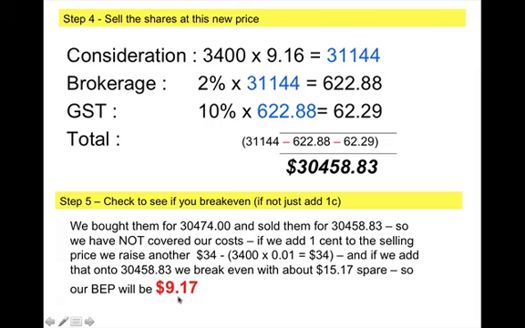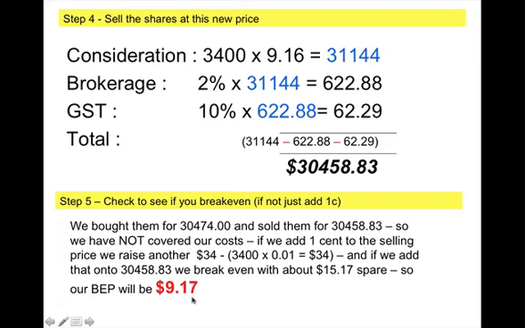So just running over that again. We haven't covered our costs because we bought them for $30,474. We sold them for $30,458. So we're about $20 out. Okay? What we need to do is add a cent. If we add 1 cent to our selling price, we'll get another $34 because we get the $34 from the 3,400 shares that we have at 1 cent each. Added onto this, it takes us over the $474 that we need to cover. So it all works out quite nicely, and we'll end up with a bit of money left over, so our break-even price will be $9.17.